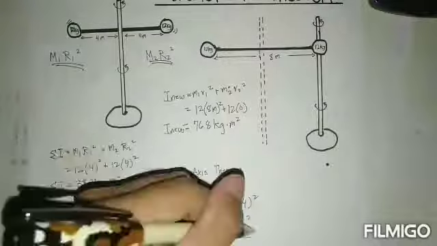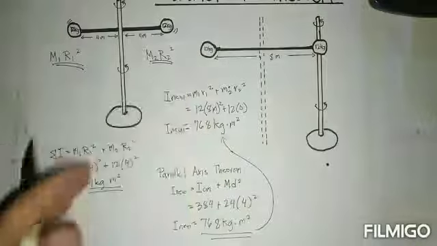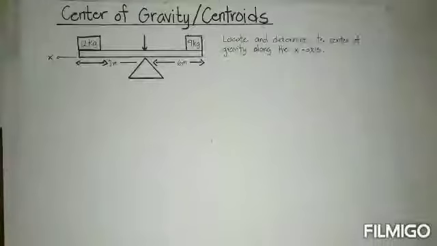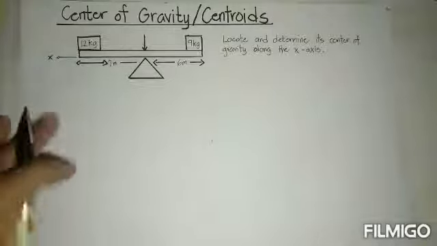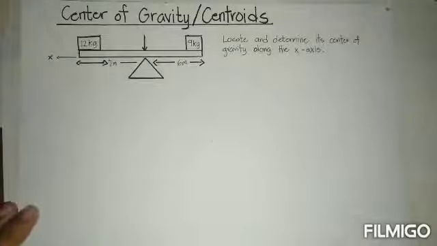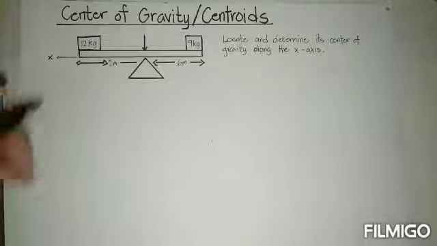Now let's proceed to the center of gravity or centroids. This problem is not the main concept of centroids, but this might help you visualize the idea of centroids or center of gravity. From this figure, we have to locate and determine the center of gravity along the x-axis. Let's assume that the fulcrum is at the origin, x equals 0.